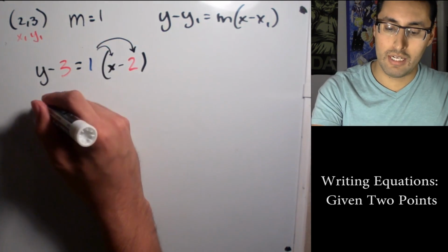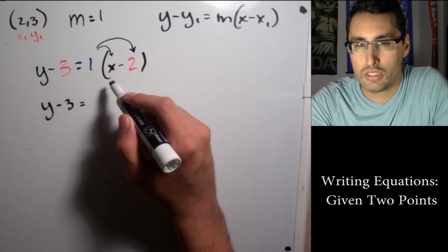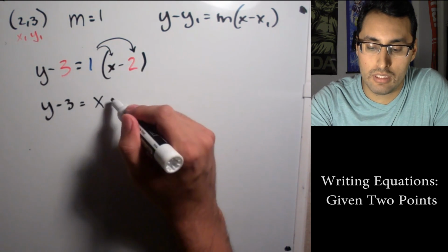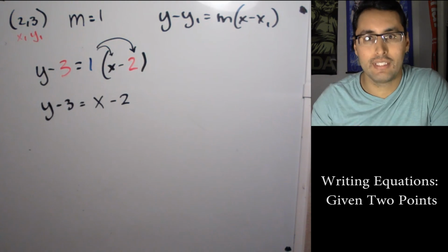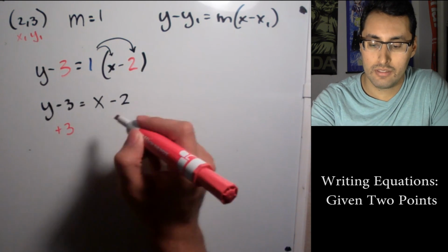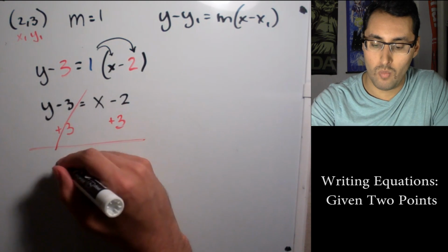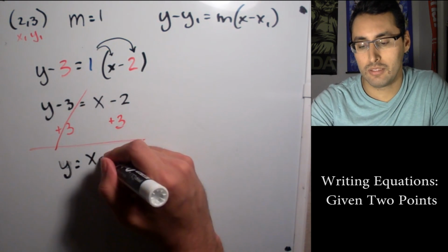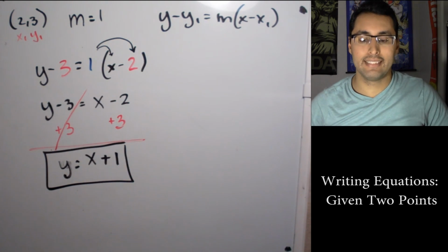So we're gonna have y minus 3 equal to, well, 1 times x is just 1x, or I could just put x, right? And 1 times a negative 2, well, that's just a negative 2, so I'm gonna put minus 2. Well, now I distributed, now I have to get y by itself. We have a negative 3, so you're going to add 3 to both sides. This goes away. So we're gonna have y equal to x, negative 2 plus 3, well, that's gonna be a plus 1.